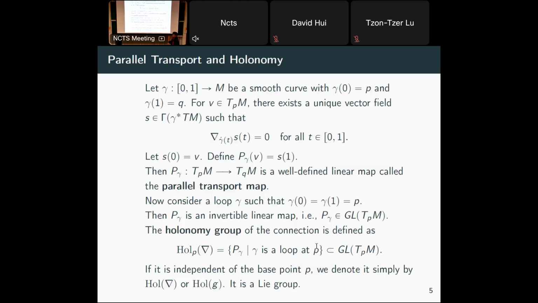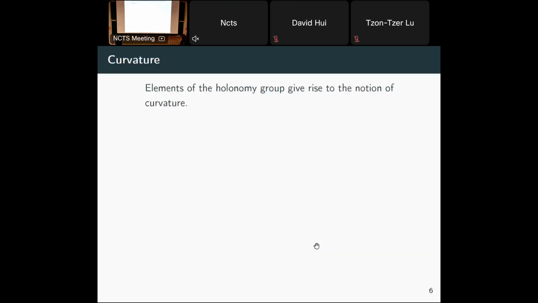So again, you will see these groups are very... I'll show you exactly what these groups are. For example, you'll see groups like SO(n), SU(n); these are precisely the holonomy groups. Okay, so as I said, you start, you move along your manifold and come back. Now, because of the geometry of your manifold, if you start here, go around, and come back, you will see that there's a deviation.